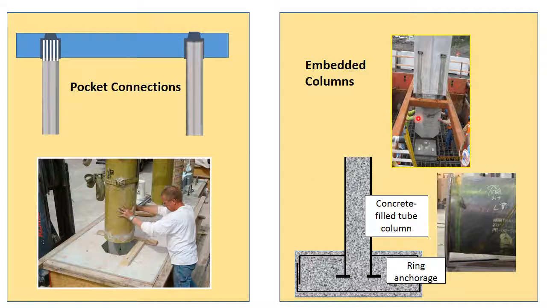Embedded columns are columns that are precast but are placed into a cast-in-place footing. So here you see the footing before the placement of all the reinforcement and concrete. Another option here is the concrete-filled steel tube that is again precast. It is placed into a footing. Then the footing is cast in place.